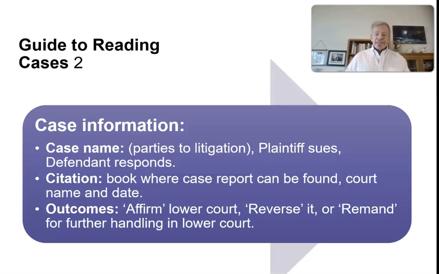When you read a case, there's a case name, somebody sues, the defendant responds. These are called parties to litigation. And the citation, that's the book where the case report can be found. It'll have the court name and the date. Outcomes: you have a lower court affirm. You can have a higher court reverse it, or even remand it back to the lower court for further handling because they feel the lower court might have missed this concept.